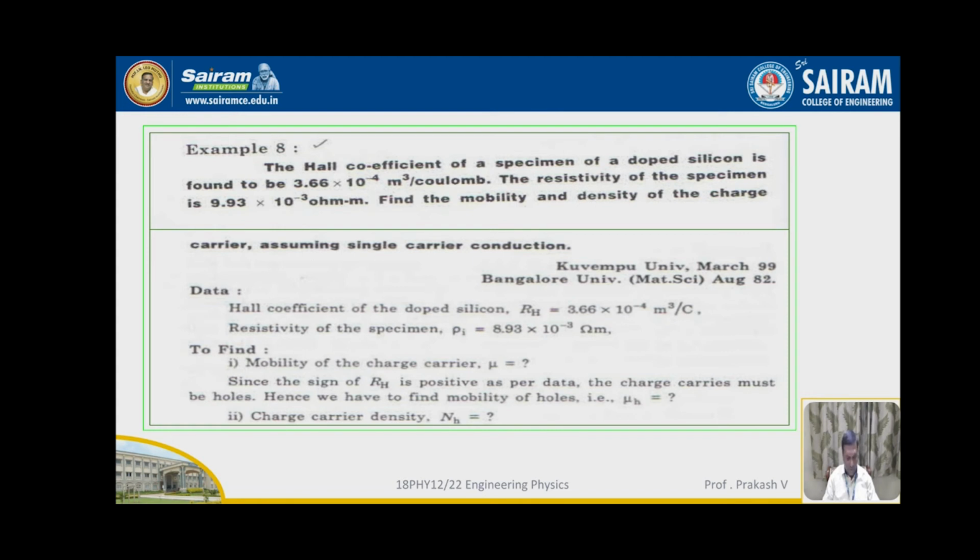So the Hall coefficient of the doped silicon is 3.66 × 10^-4 meter cube per coulomb, and the resistivity is given as 8.93 × 10^-3 ohm meter. So here we have to calculate the mobility mu and also the charge carrier density NH. These are all the parameters that we have to evaluate now.